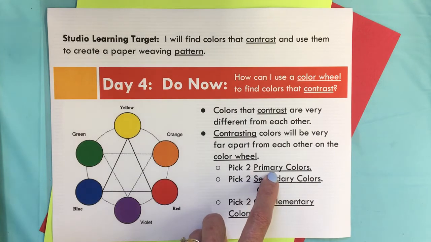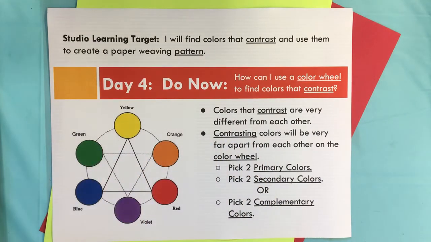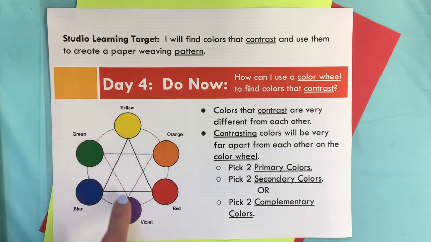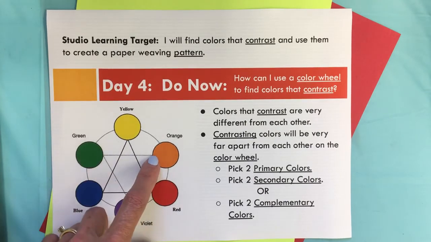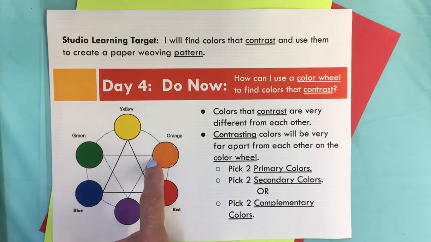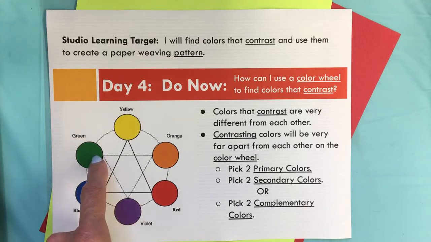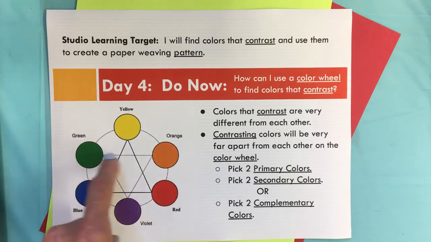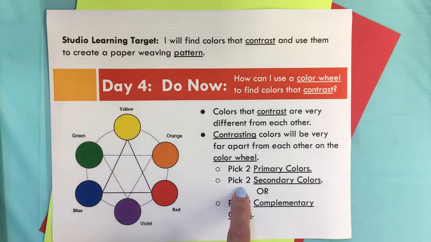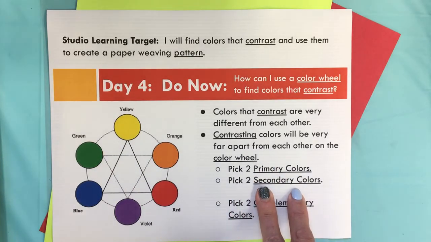So today you could choose 2 primary colors. Or look at the colors that the primaries mix. Orange, if I follow the dotted triangular line, is far apart from violet or purple, which is far apart from green, which is far apart from orange. So I could use 2 secondary colors.